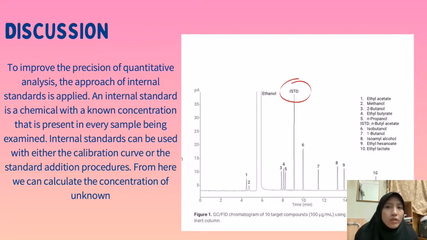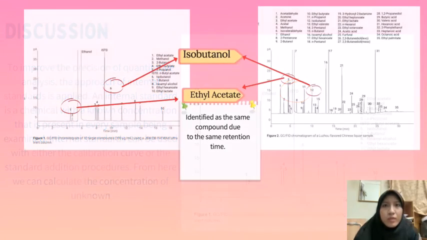The identification of these compounds is done by comparing the GC, or gas chromatography, retention time of the standard chromatogram and the sample chromatogram. The retention time, or RT, is the amount of time it takes for a compound to move from the injection port to the detector in our gas chromatography, and it is measured in minutes. For instance, in figure 1, the chromatogram of standard solution ethyl acetate has approximately 4.5 minute retention time.